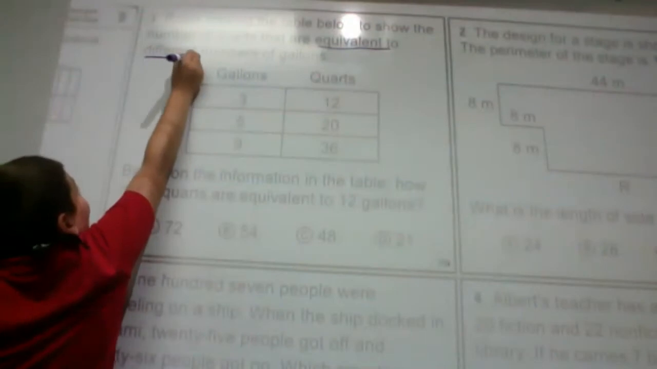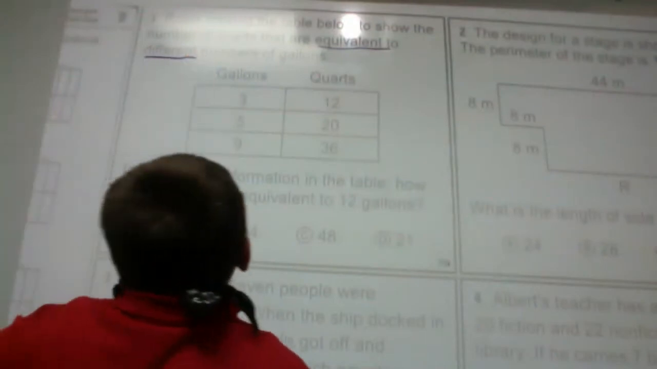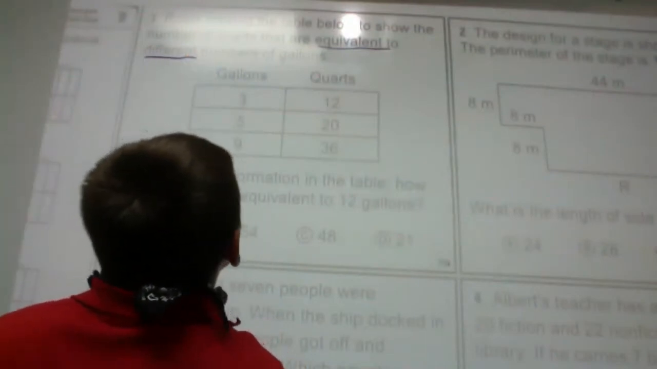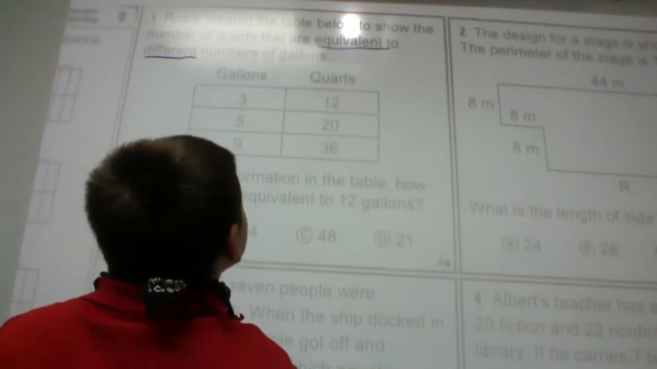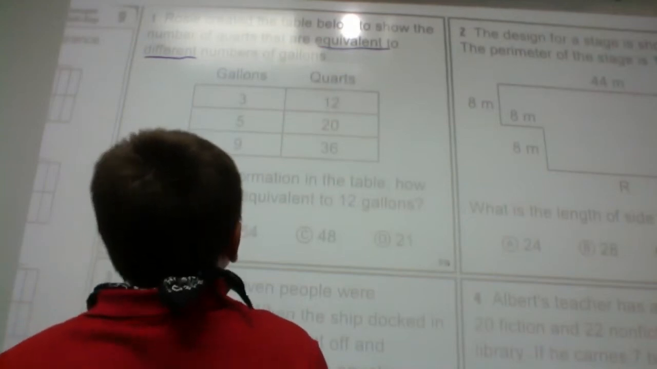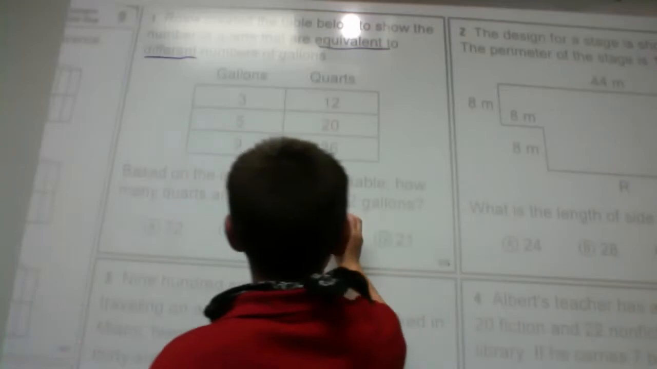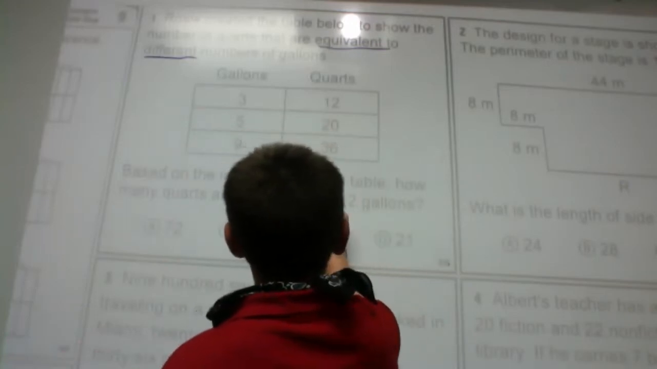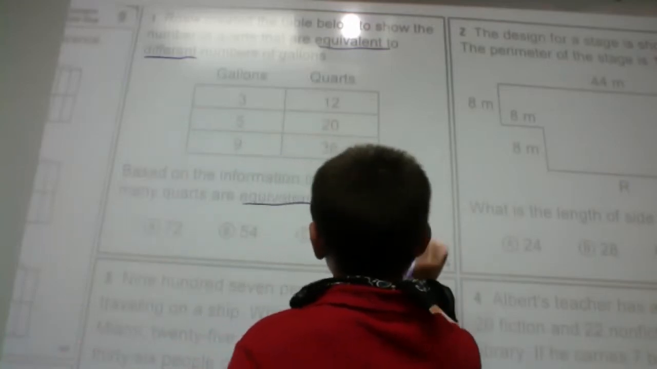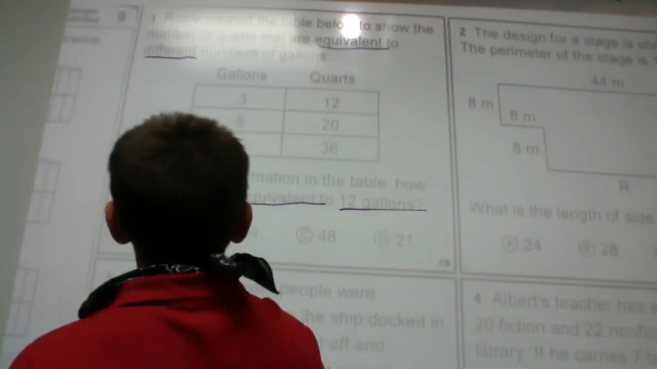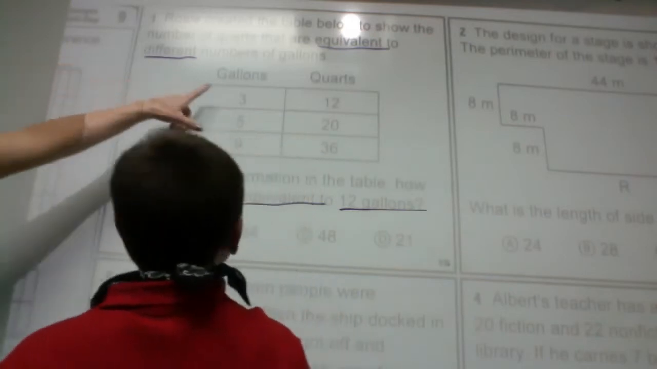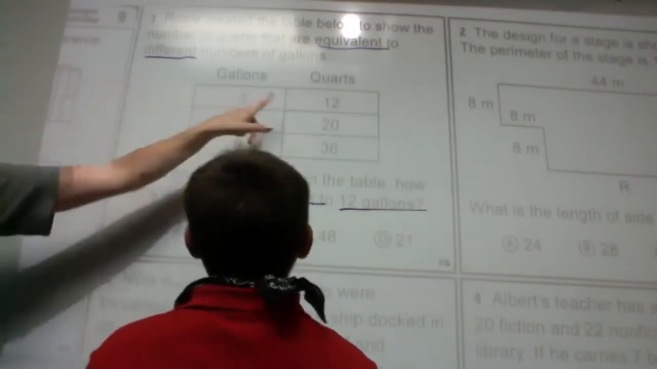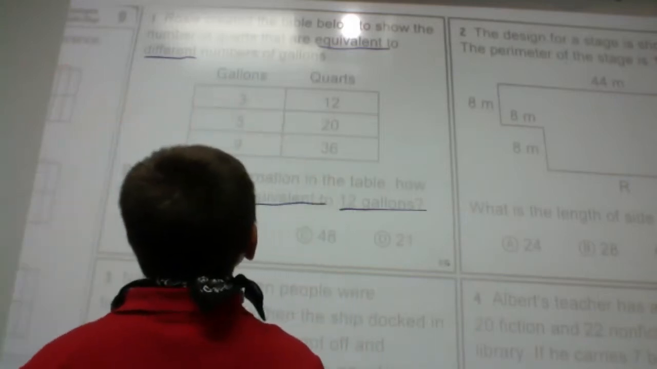Equal, right? The two sides are the same. I also want to talk about a table. Okay, so this one has a table in it, right? So a table just has some kind of information, and then it shows you the number of each thing that it has. So for this one, it has gallons and quarts, and it shows what they're equal to.